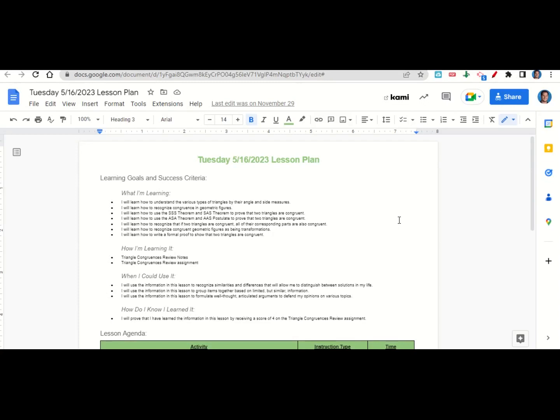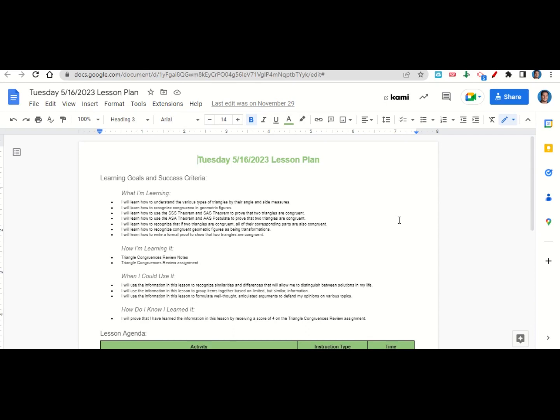We're learning how to understand the various types of triangles by their angle and side measures, how to recognize congruence in geometric figures, how to use the SSS theorem, SAS theorem, ASA theorem, and AAS postulate to prove that two triangles are congruent, how to recognize that if two triangles are congruent, all their corresponding parts are also congruent, how to recognize congruent geometric figures as being transformations, and how to write formal proofs to show that two triangles are congruent. How are we learning it?